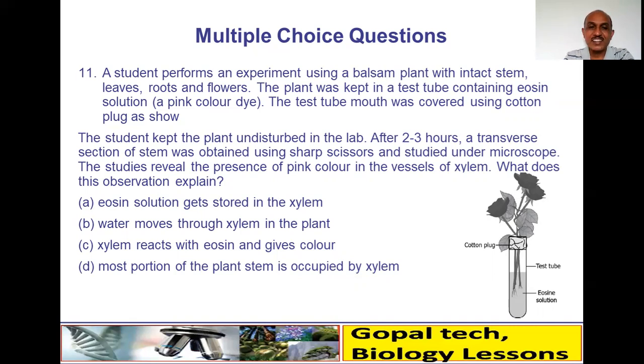Okay, so the correct answer is B, that is water moves through the xylem in the plant. That is the water conducting tissue, and wherever the water moves, the eosin stain also moves along with it, and that gives color to the xylem.